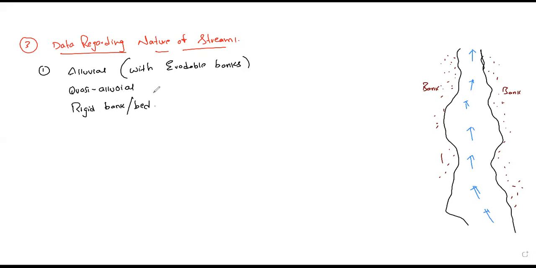Understand? First we have to know whether the soil at the edges of the river is erodible soil, quasi soil, or rigid soil, where there is no erosion. That is what we first have to know. Can anyone tell me what is the problem if the soil is highly erodible? Suppose there is a lot of soil erosion, what will happen? Can anyone answer?